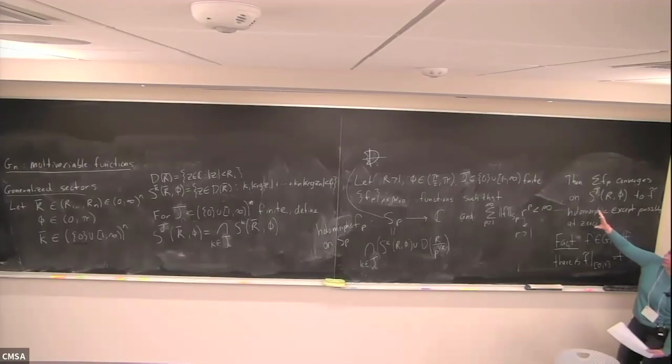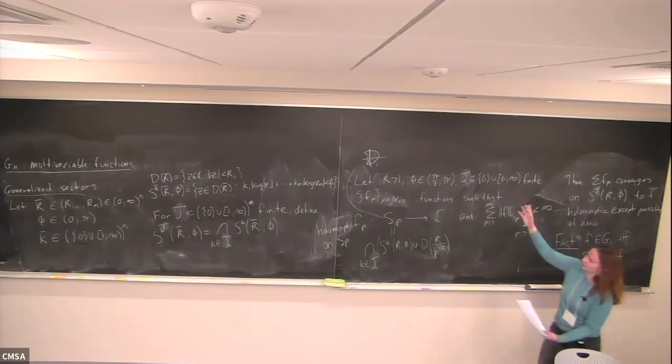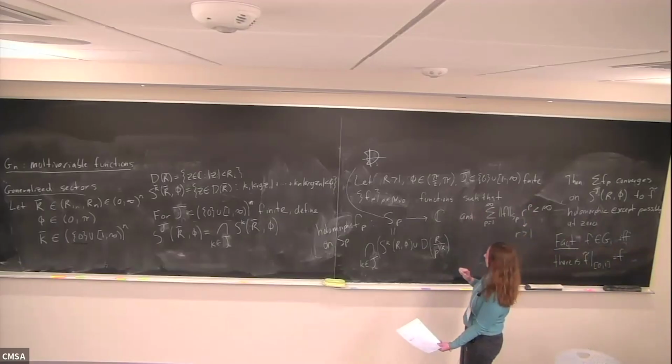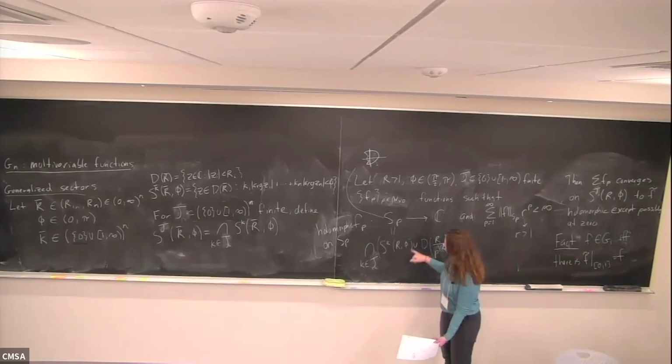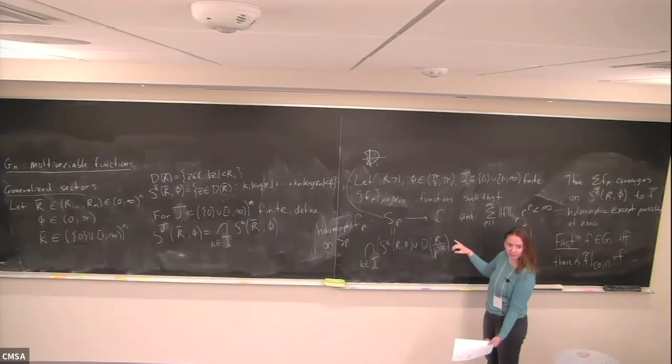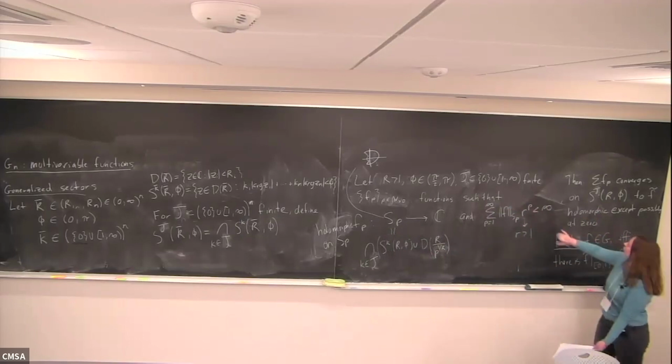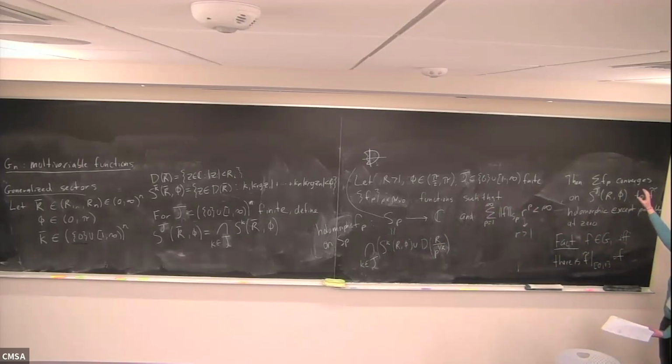And now to generalize this collection G of functions to more variables, it's really just the same. I just add bars over some of these things. Again, you have some kind of generalized sector union a disk, whose radius is decreasing. The same condition on the norms. And then your multivariable function will converge to something that's holomorphic in a generalized sector, except possibly at 0. Okay.